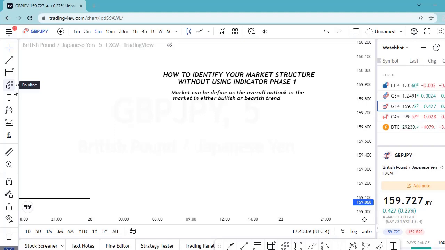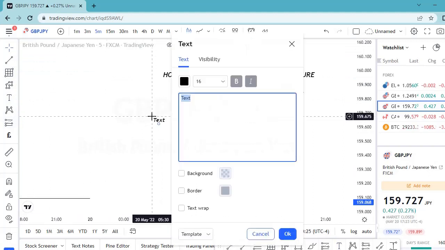So on the bullish trend, when we open our charts, how are we going to identify a bullish trend? Let me go by specifying them first, family. How many types of market structure do we have? We have two types of market structure. I don't want to confuse us. I really want to take it step by step.